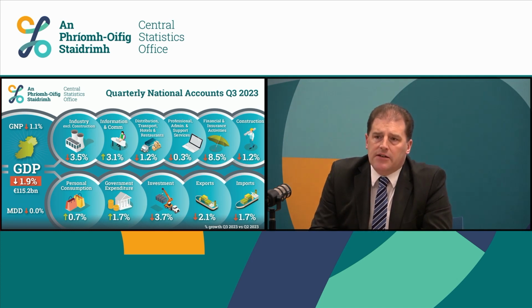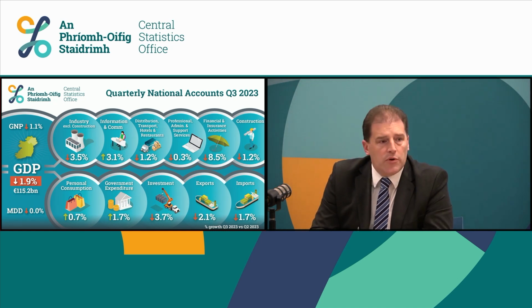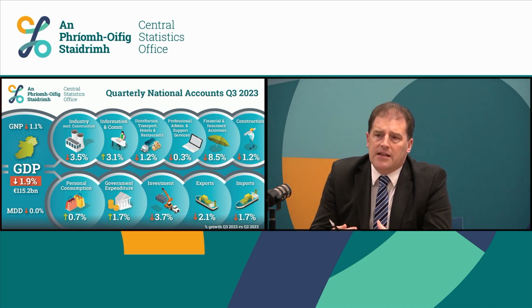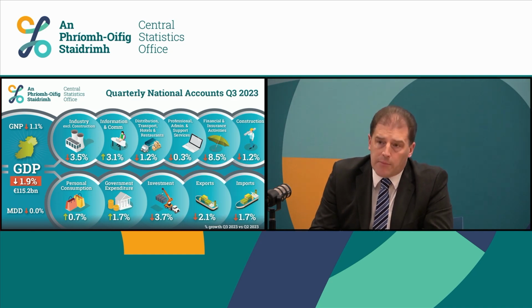data, the domestic sectors moving then across to the right, that they're down. Not just one or two, but many of the domestic sectors are down marginally. So in particular, distribution, transport, hotels and restaurants down 1.2%, and the construction sector down 1.2%. So that set of domestic sectors is really reflecting the overall domestic result for the economy on the output side.